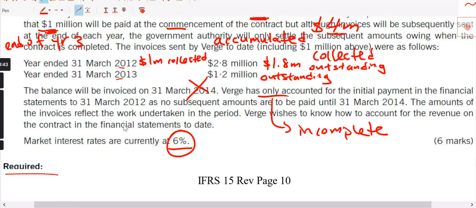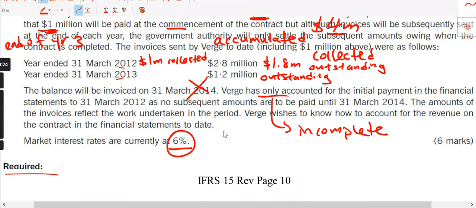Amount of invoices reflect the work undertaken in the period. Not always, but in this case, yes. What do I mean by not always? We send bills, we send invoices. A lot of time is based on the bargaining power. If we can bully the customer, we will bill the customer faster. If the customer can bully us, we cannot bill the customer faster. So billing is more like a matter of art. When they're discussing the terms and conditions, the contract, if we can bully the customer, we will set the terms and conditions enabling us to bill the customer faster and collect faster.